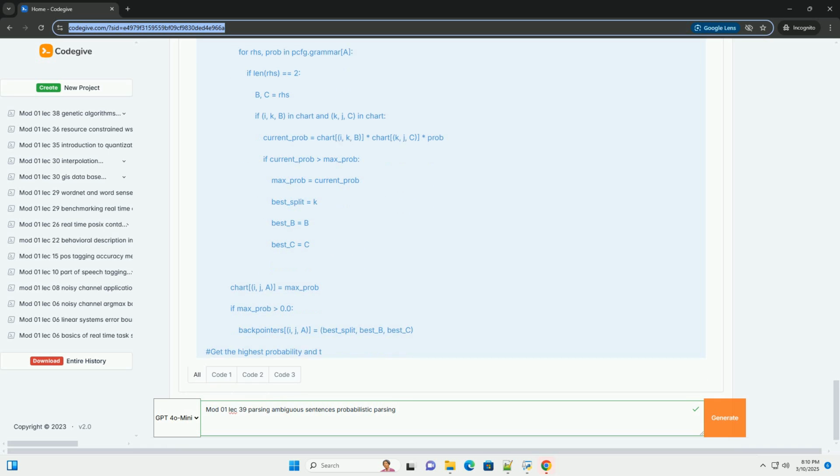Going further: practical applications. Probabilistic parsing is a core technology in many natural language processing applications. Machine translation: parsing sentences in the source language and generating grammatically correct and semantically equivalent sentences in the target language. Information extraction: identifying and extracting structured information from unstructured text. Question answering: parsing questions and text to understand the meaning and find relevant answers. Sentiment analysis: parsing sentences to understand the sentiment expressed. Dialogue systems: parsing user input and generating appropriate responses.